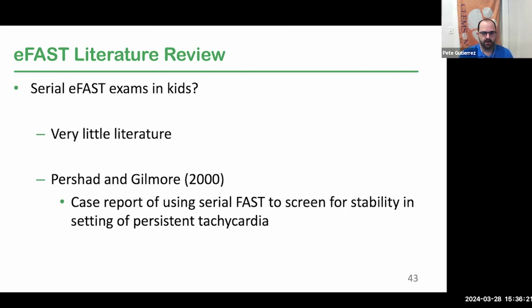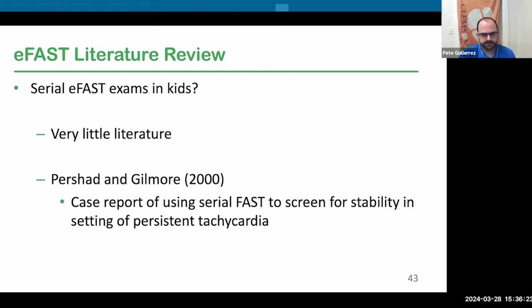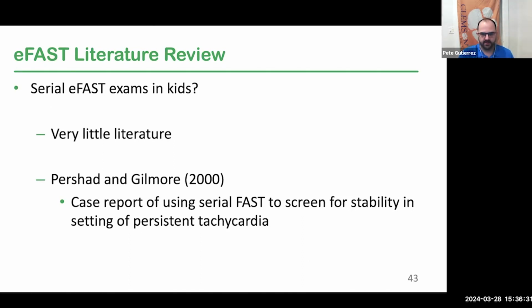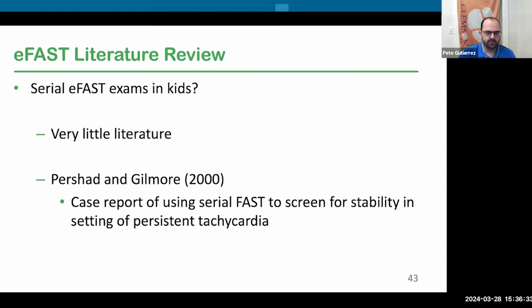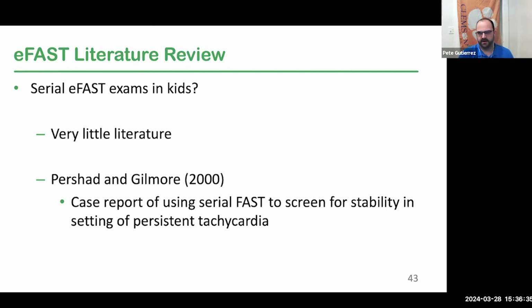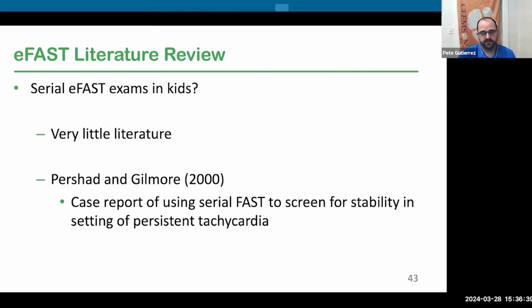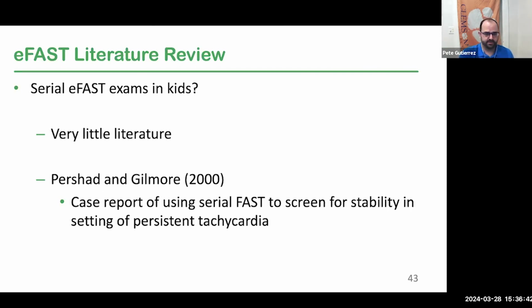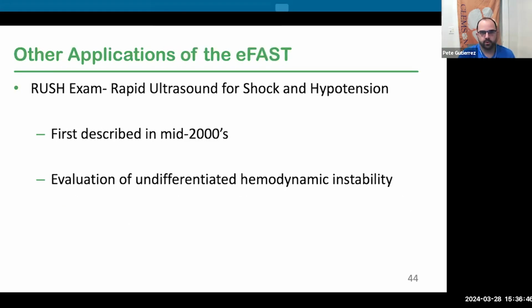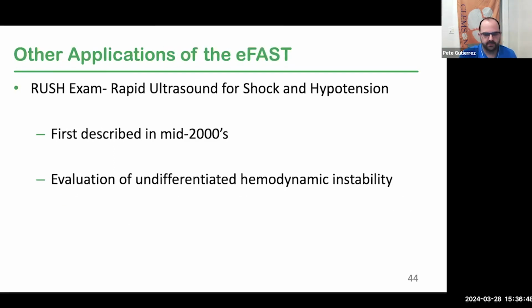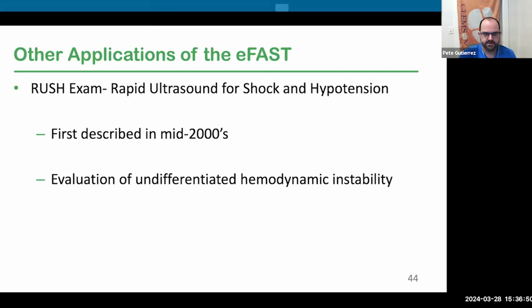There was this one case report back in 2000 that they had one kid that they were able to do serial FAST exams on who had an injury in the setting of persistent tachycardia that went on to do further imaging, and they detected a splenic laceration. So still a little wanting in the realm of pediatric literature.